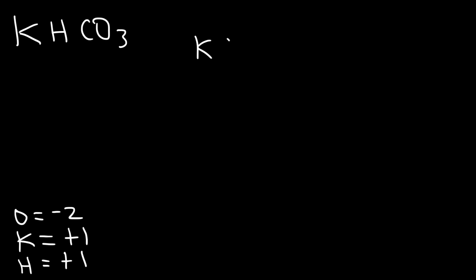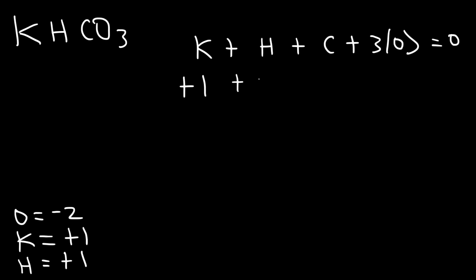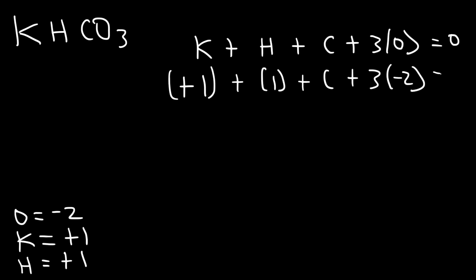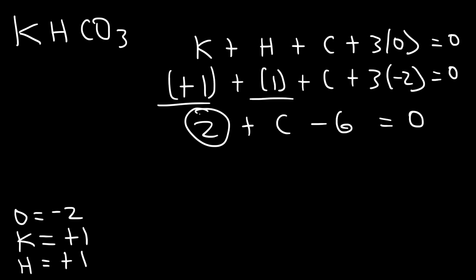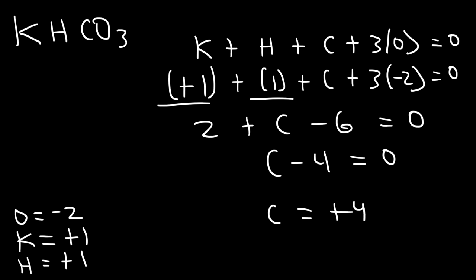So we have K plus H plus C plus 3O, and that's equal to 0. So K is +1, hydrogen is 1, and oxygen is going to be 3. Well, oxygen is -2, but we got to multiply that by 3. So 1 plus 1 is 2. 3 times -2 is -6. And then 2 plus -6, that's -4. So in this example, carbon is +4.